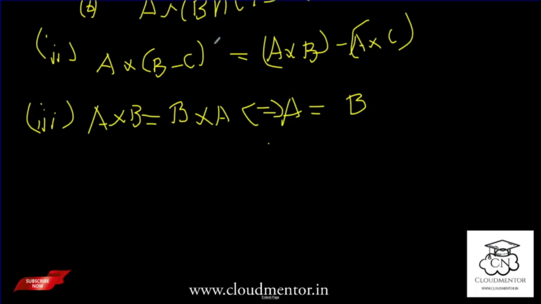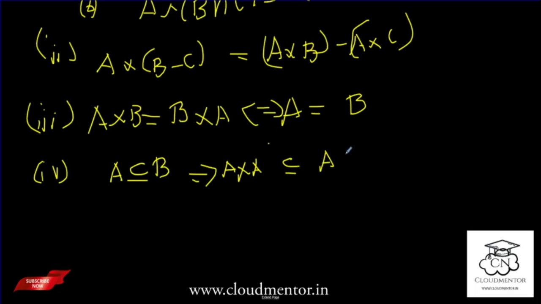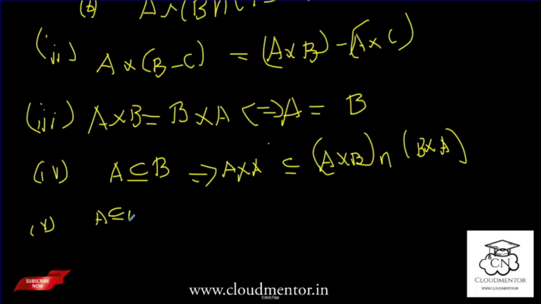Okay, and the fourth point here to be noted is that if A is a subset of B, which implies A cross A is a subset of A cross B intersection B cross A. And the fifth point: if A is a subset of B, then we can also write, which implies A cross C is a subset of B cross C.